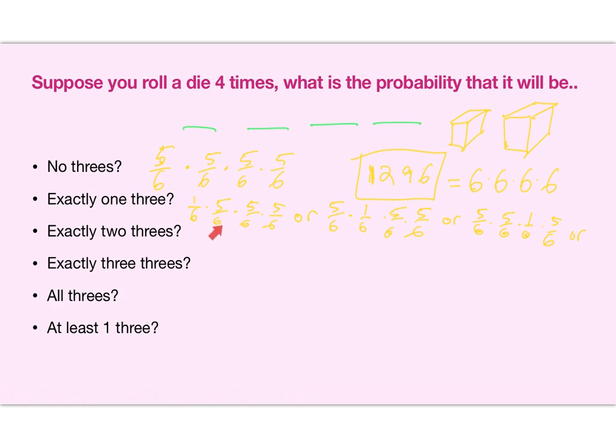But here's the thing. If you multiplied it, 1 times 5 times 5 times 5, that is all for exactly one 3. Gonna keep going here. So that's 125 over 1296. This number, 5 times 1 times 5 times 5, is also 125 over 1296, and 125 over 1296, and 125 over 1296.